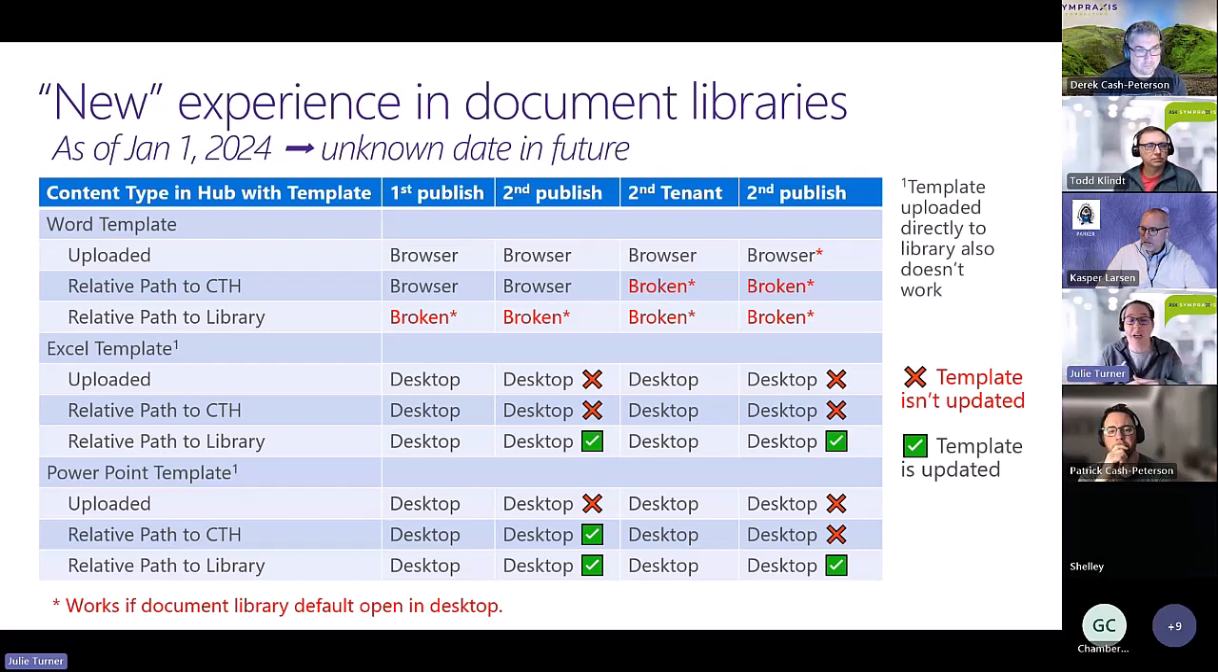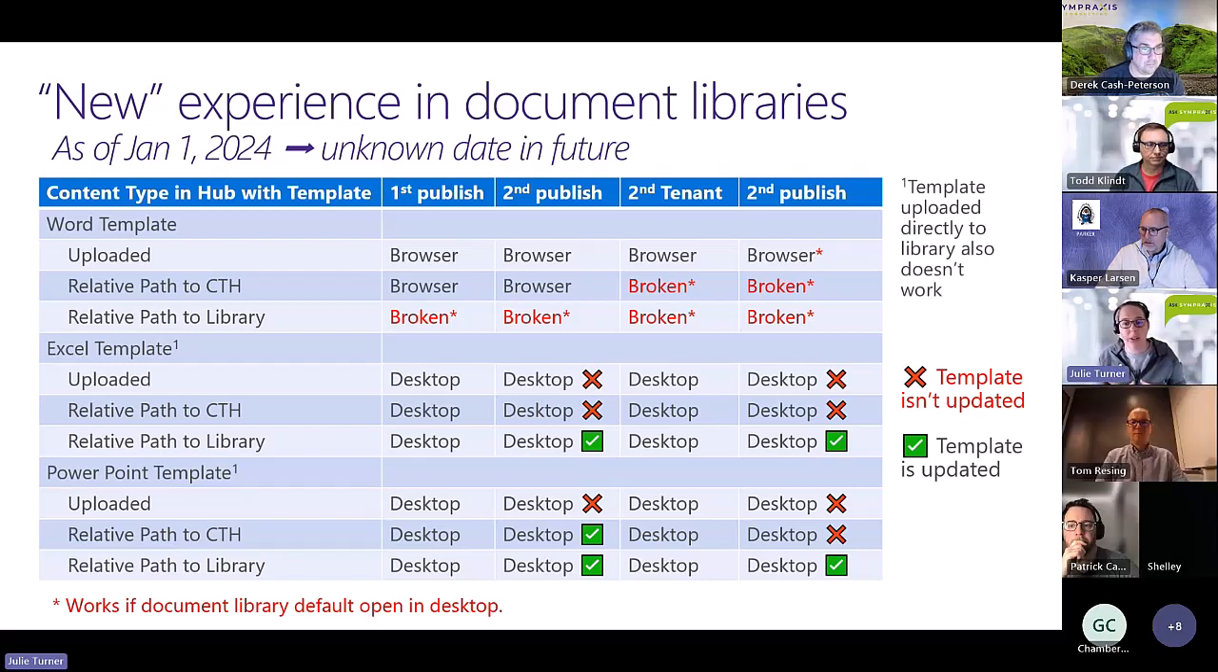In the second tenant, I couldn't get it to work at all. I could reference that document template in the content type hub, and it was like, nope, I don't know what you're talking about. Similarly, if I had a relative path to the library, so what if I put a library in the root site collection, let's say? Again, all broken throughout all that.